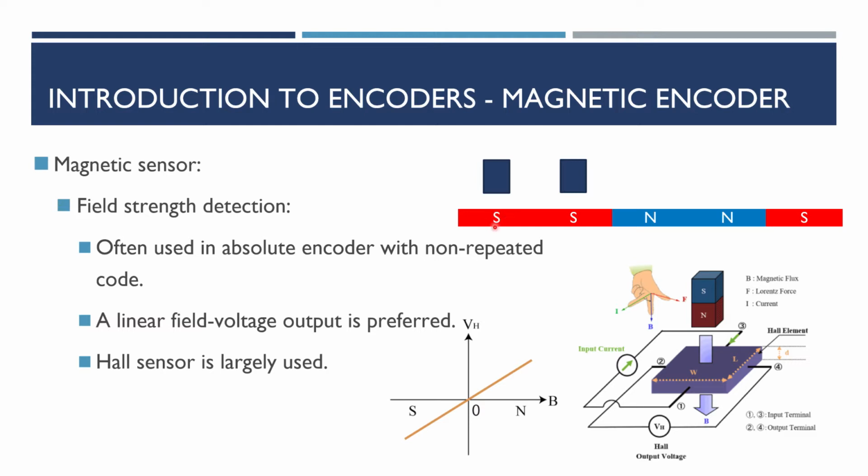And each element detects the field strength provided by each pole. At this position, the 2 elements both detect negative field, so it will output binary 00 for the first position. And at the second position, it will output binary 01. Then it will output 11 for the third position and 10 for the last position. And since the sensor should immediately detect the field strength change from positive to negative or from negative to positive, a linear field-to-voltage output is preferred. And in this case, the Hall sensor is largely used.